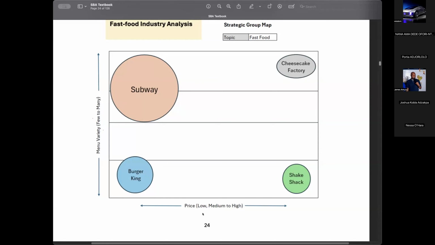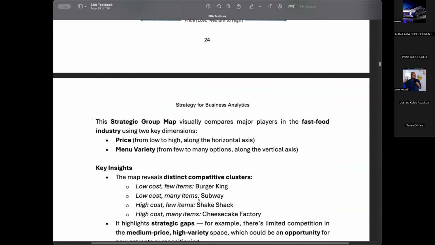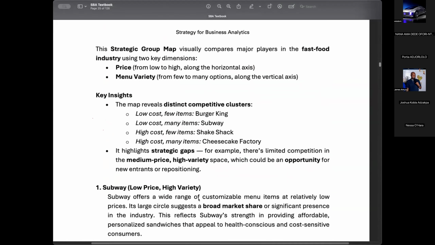Okay, that's interesting. So low cost, few items: Burger King. They don't have much variety in their menu, but the price is good. Subway: low cost, a lot of items in their menu. High cost, few items, and high cost, many items: Cheesecake.